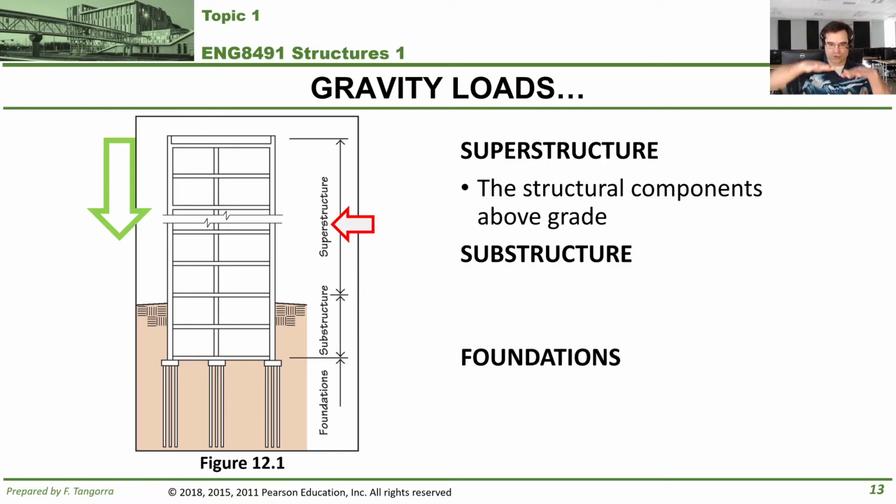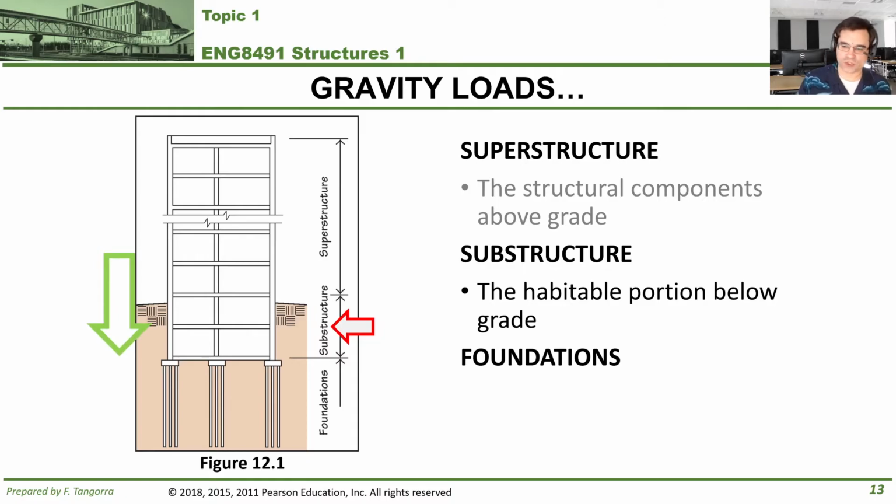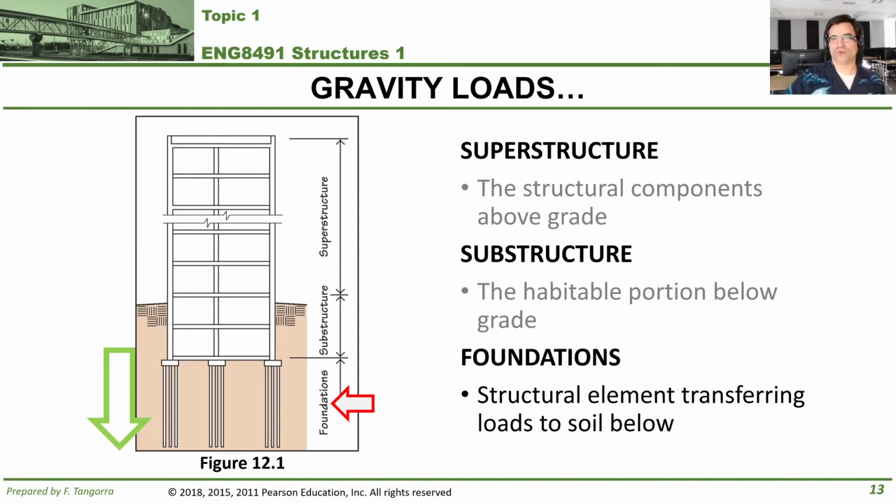So by way of first going on surface elements, then shedding to beam elements, then shedding to column elements, these forces, these gravity loads, first pass down all the way through the superstructure. They then make their way to the substructure, which is what you use to describe the habitable portion of the building below grade. And finally, you pass those loads all the way down to the foundations. And that's the structural elements that are transferring all of the loads to the soil below.